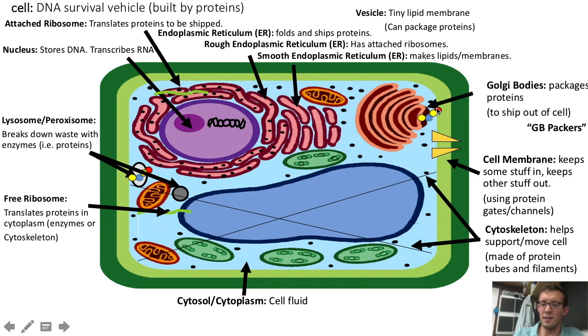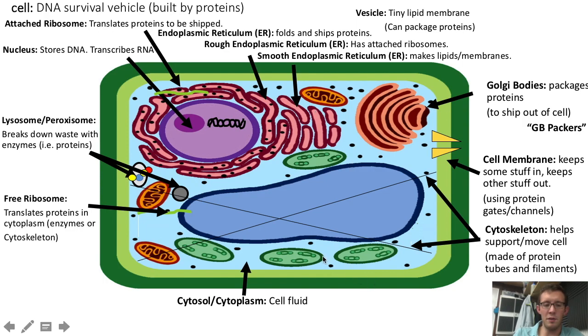For instance, if it's a hormone of some sort that's needed to send a message to other cells, in which case it might get packaged in a membrane at the Golgi bodies and shipped out of the cell entirely. So here we've got a tiny vesicle surrounding this protein. And the protein leaves the cell.